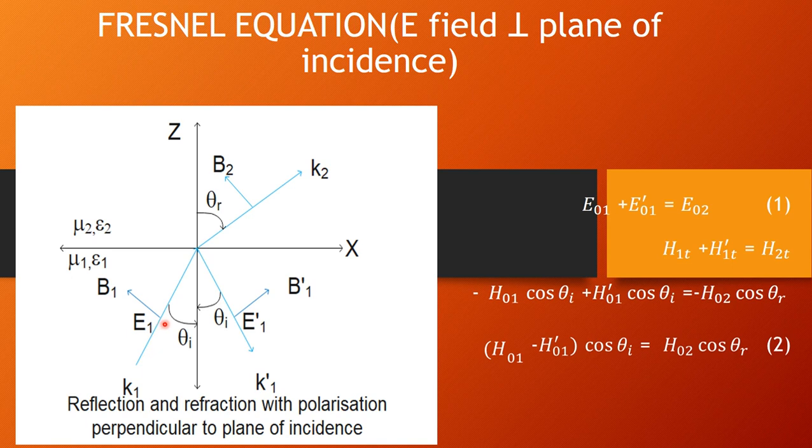Now from the continuity of the tangential component of the electric field vectors E at the interface, it can be written as E01 plus E01 dash is equal to E02, where E01, E01 dash and E02 are the amplitudes of the electric field of the respective incident, reflected and transmitted waves. And this is equation number 1.